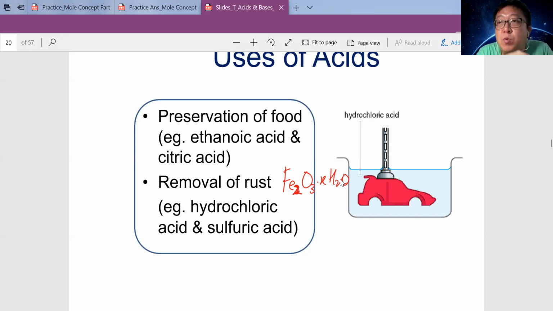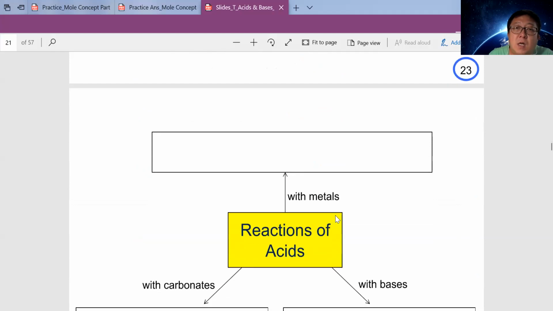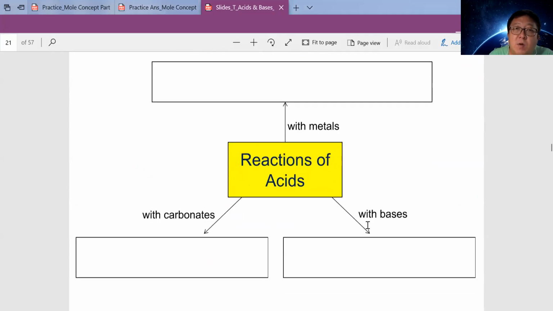So how to remove it? You can actually use hydrochloric acid or sulfuric acid to dissolve the base. It's actually a base, iron(III) oxide. Now let's take a look at the reaction of acid with metal.